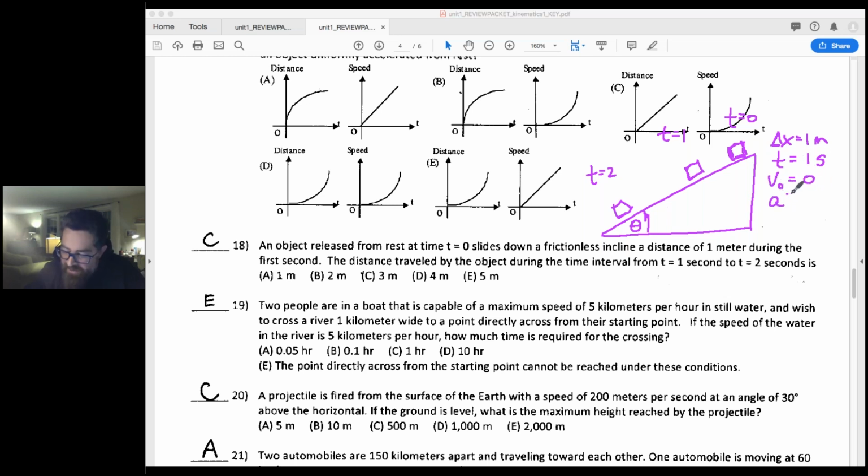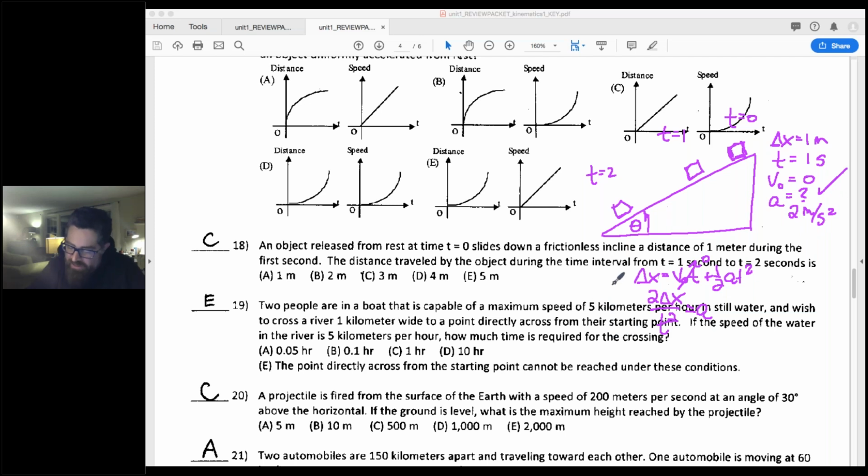I can answer the acceleration question by using the first equation: delta x is equal to v0 t plus 1/2 a t squared, where v0 is equal to 0. I'm going to solve this now for a. It's going to be 2 times delta x over t squared is equal to a. Delta x is 1 and t squared is 1. So I get 2 meters per second squared as my acceleration.